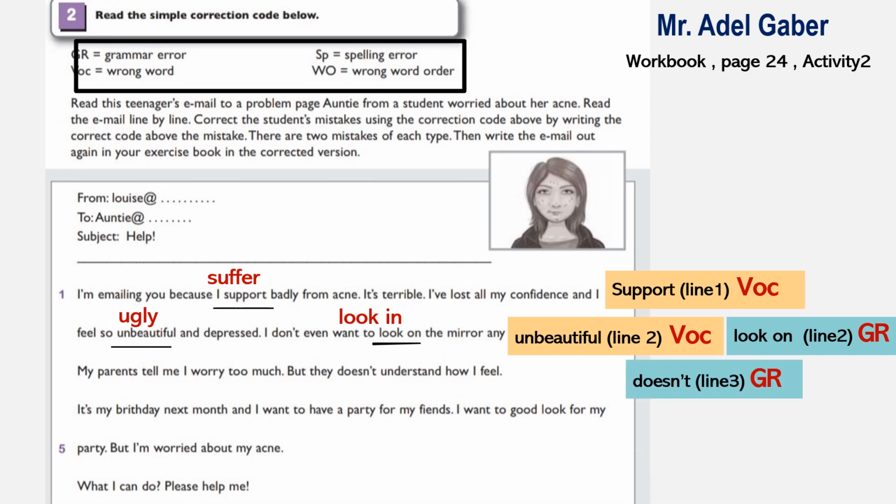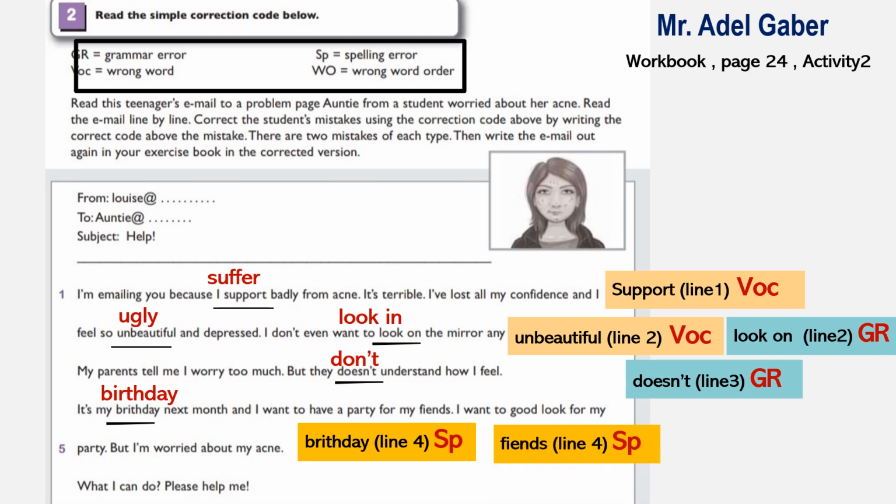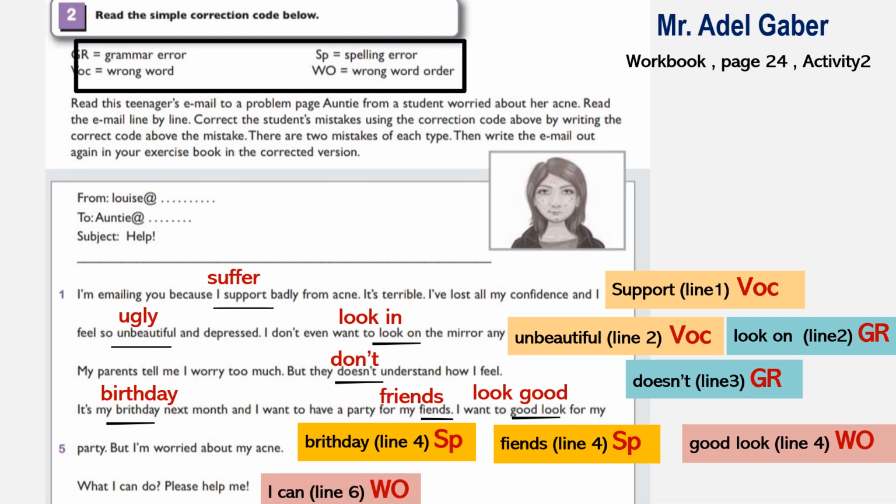In line three, there is a grammar error. Doesn't. It must be don't. In line four, there is a spelling error. It's birthday. The right spelling is birthday. And also the word friends should be friends. And there is a wrong word order. Good look. It should be look good. I can. It's a wrong word order. It should be can I.